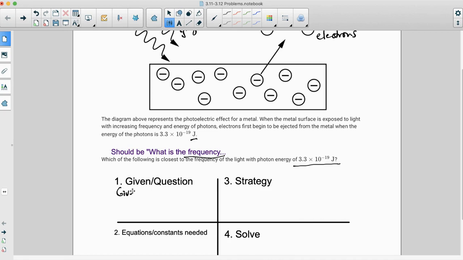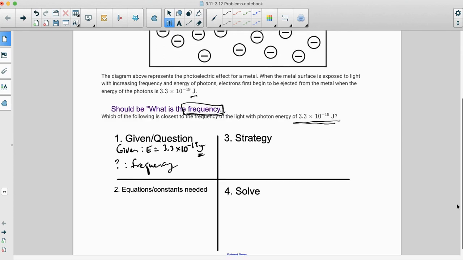So our given right here, okay, we want to find information that is given to us. So we are given this photon energy. I'm going to write my E equals 3.3 times 10 to the minus 19 joules. And I know it's my energy because it says it's energy and also it's joules. And I also want to find my question. What is the thing that they're asking me for? And that would be the frequency. So they want me to find the frequency.